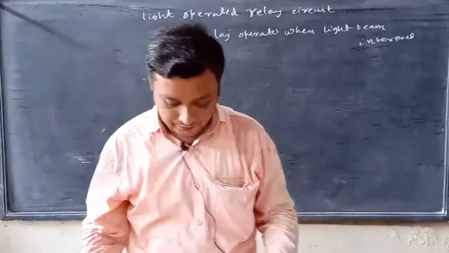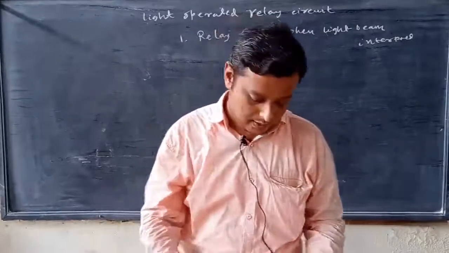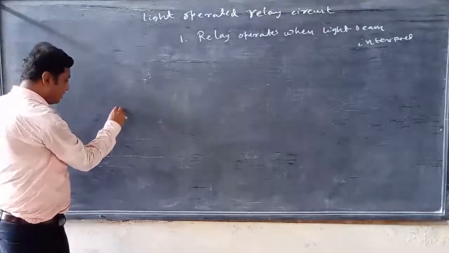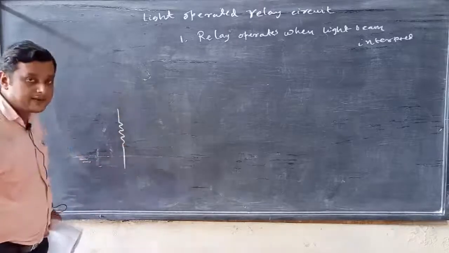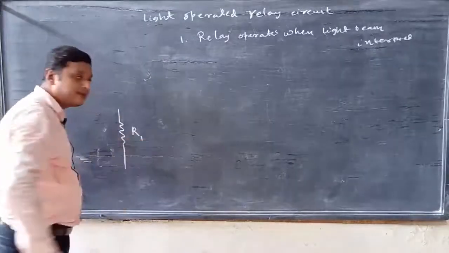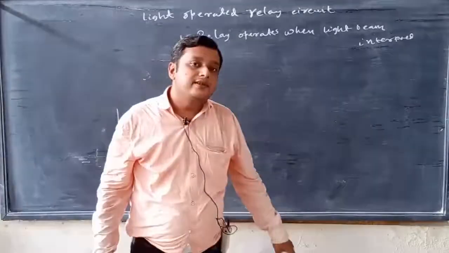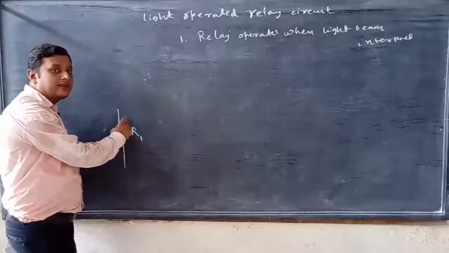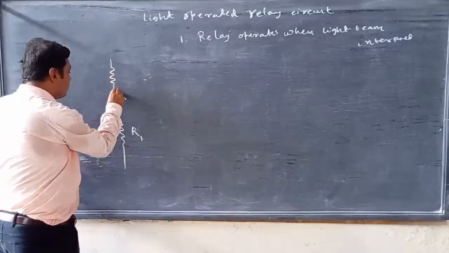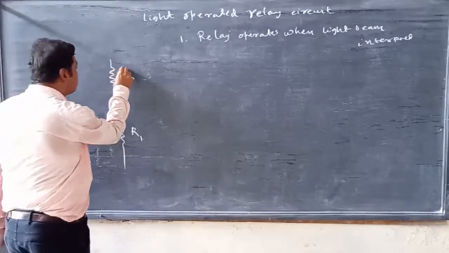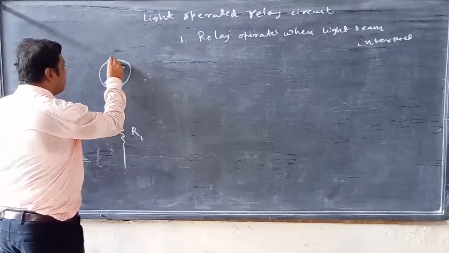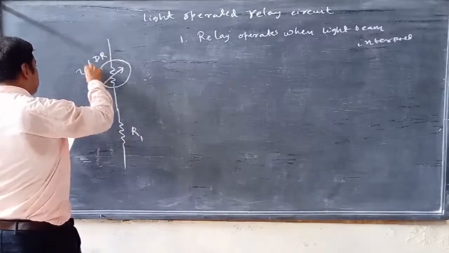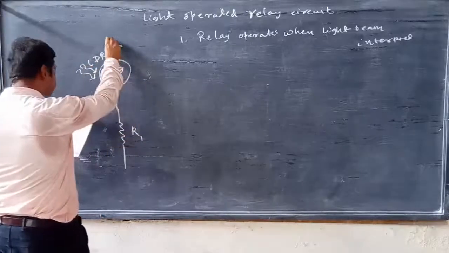I am using a resistor. This resistor is represented by resistor R1, and the LDR is connected in series with the resistor R1. This is a light dependent resistor. So this is an LDR. These are the light rays which are falling onto the LDR.